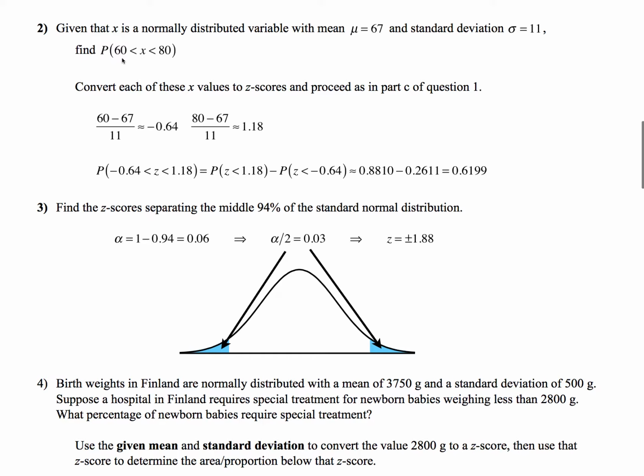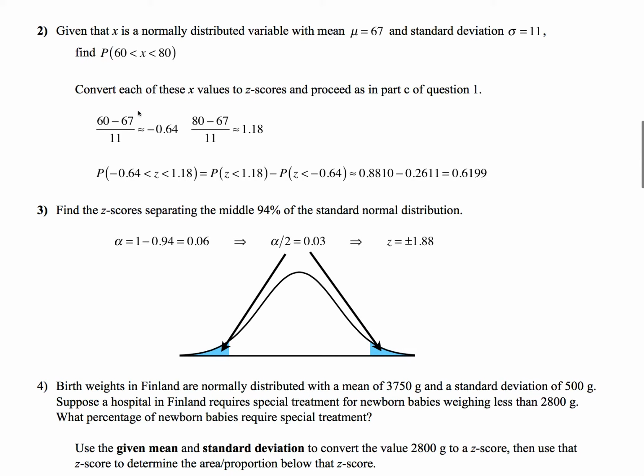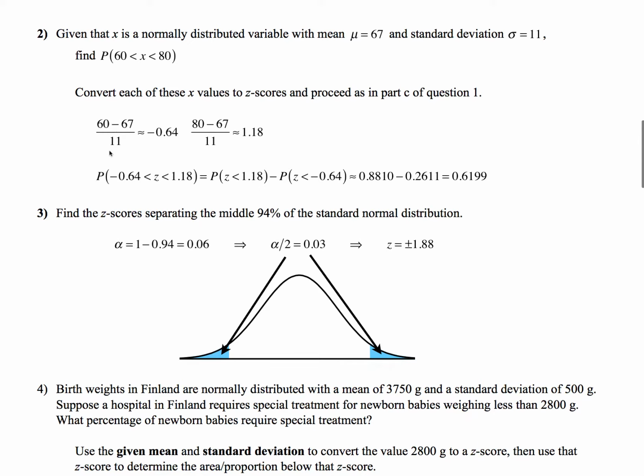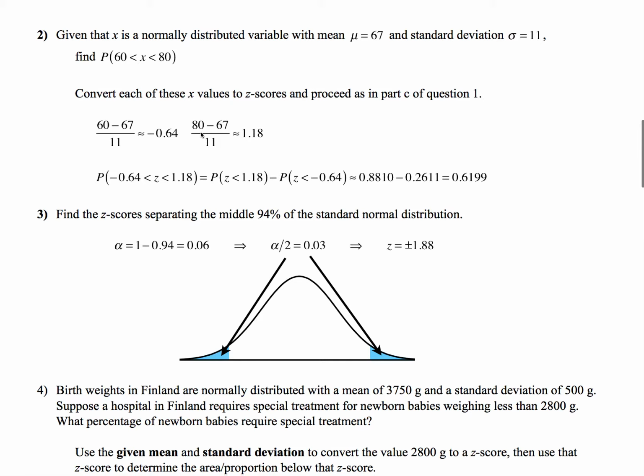So we take each of these x values, the 60 and the 80, and convert them to z-scores so that we can compare them on the standard normal distribution. So that's x minus mu divided by sigma, 60 minus 67 divided by 11, and that's approximately negative 0.64. Remember, we round z-scores to 2 places because that's how far our table goes. The other z-score corresponding to an x value of 80 is 80 minus 67 divided by 11, and that gives us a z-score of 1.18.